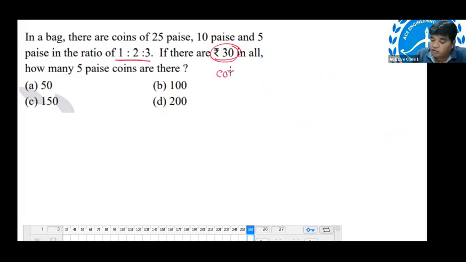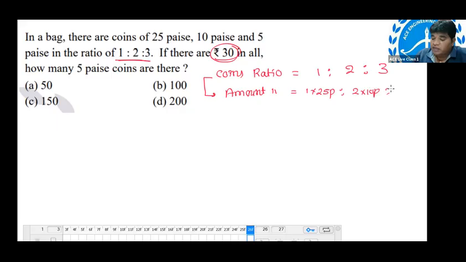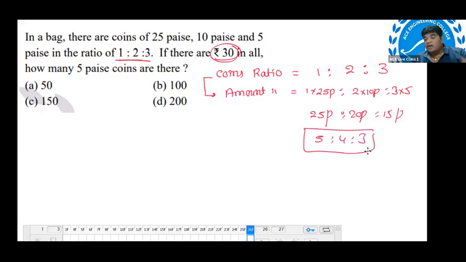Coins ratio is equal to 1:2:3. Now we change the coins ratio into the amount ratio. The 25 paisa coin, 1 coin, so amount 1 into 25 paisa, 2 into 20 paisa, and 3 into 5 paisa. So 25 paisa, 20 paisa and 15 paisa. The paisa cancel, so 5 5s, 5 4s, 5 3s. This is the amount ratio.